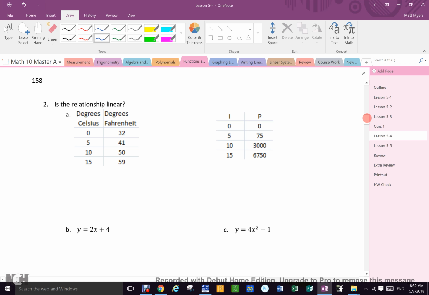Is the first one linear? Yes or no? How do we check? Which of these is the IV? Over here. We always put IV over here. We always put dV there.